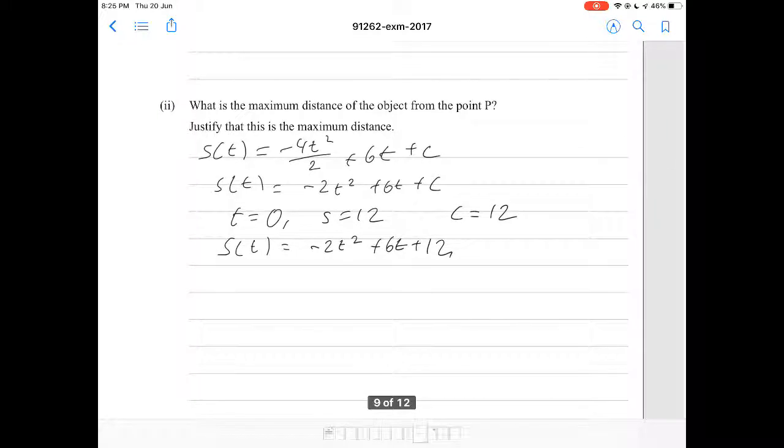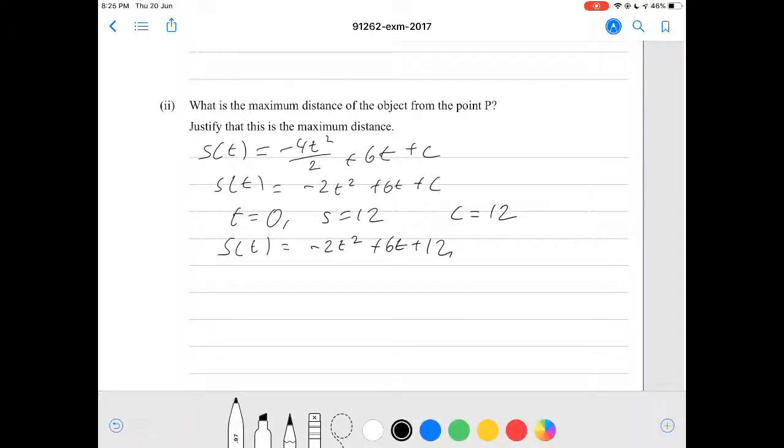What is the maximum distance of the object from the point P? We have our s of t, and to find our maximum distance we need to differentiate back into our v of t. So s dash of t equals negative 4t plus 6. So we're back to our original equation. We're going to find what is the t.